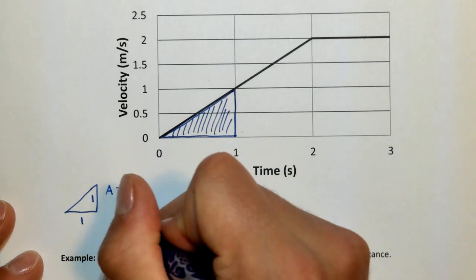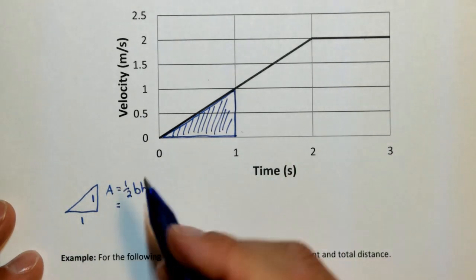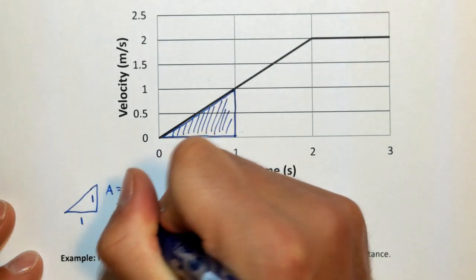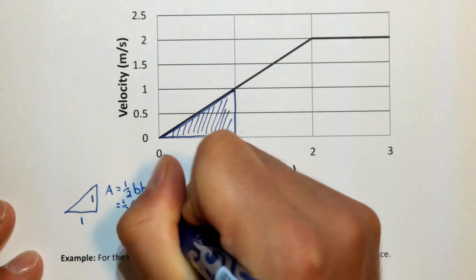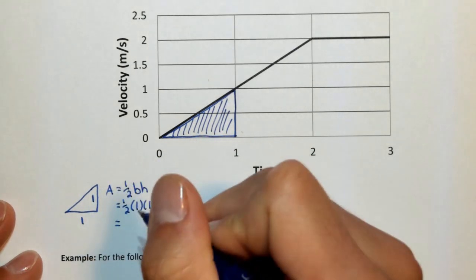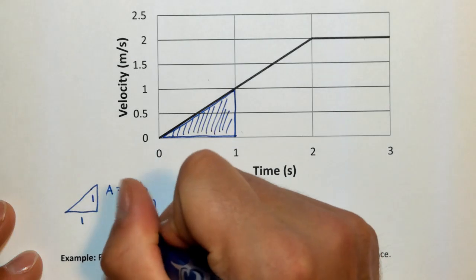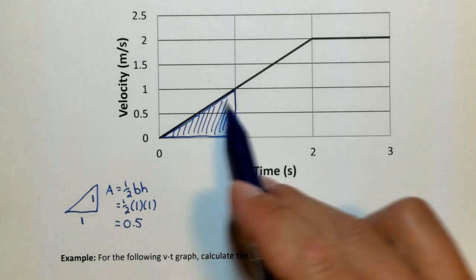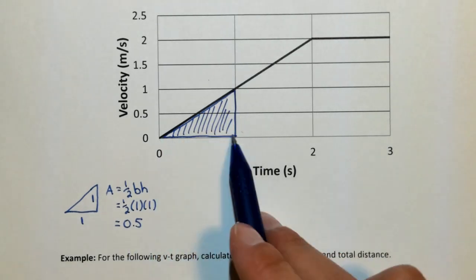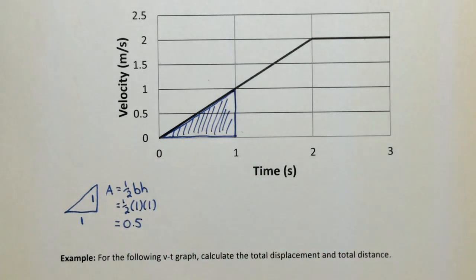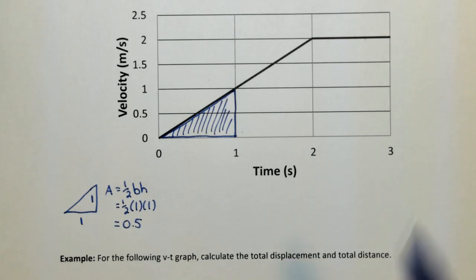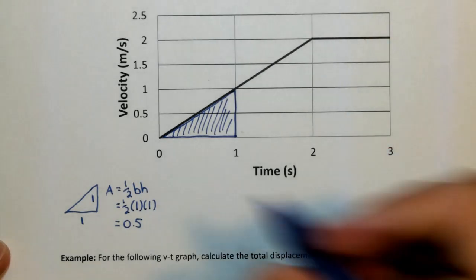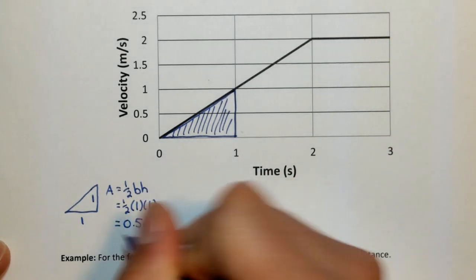So I have 1/2 of 1 times 1, which is 0.5. So the area under the graph between 0 and 1 seconds is 0.5. So that means the displacement after 1 second is 0.5 meters.